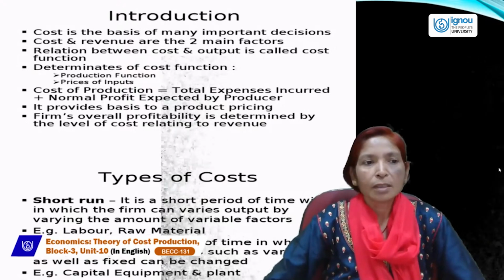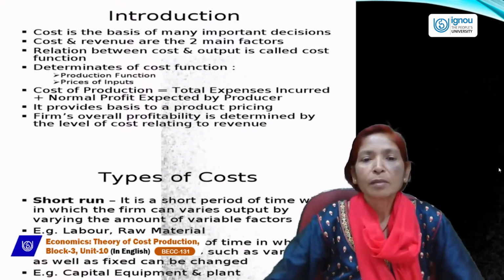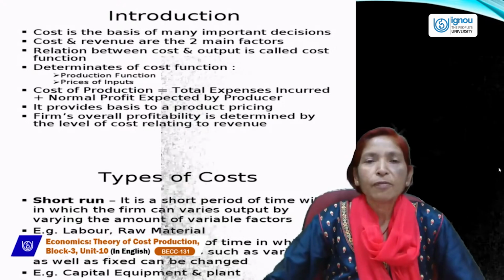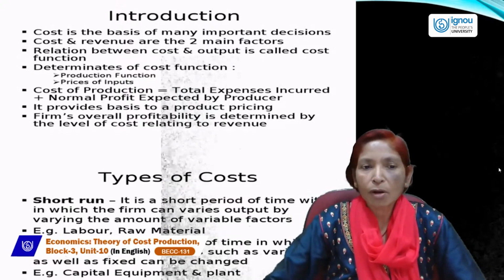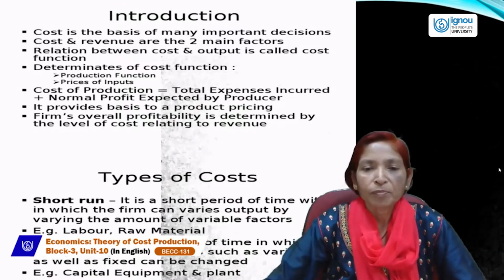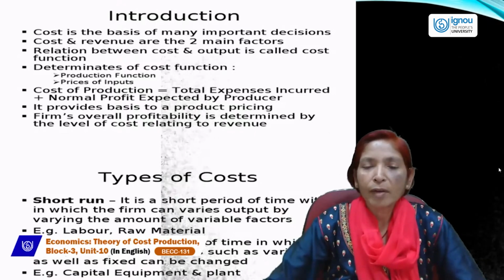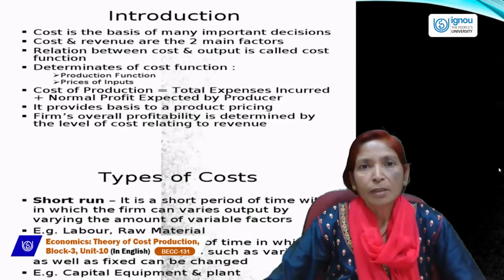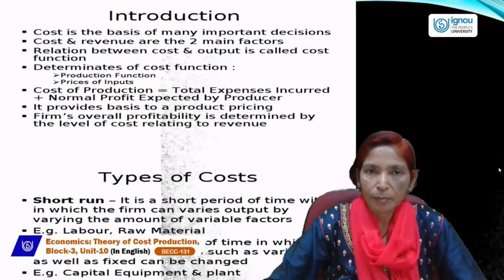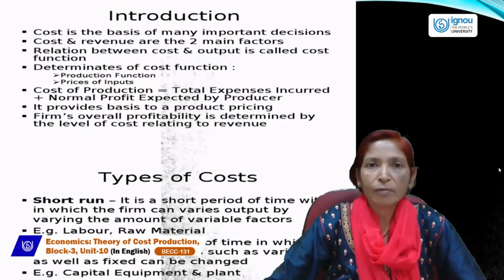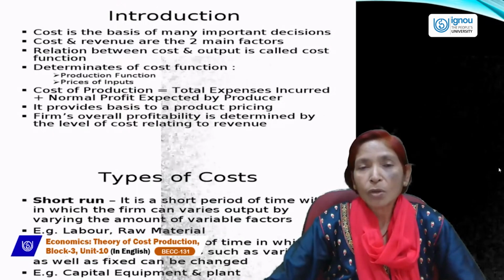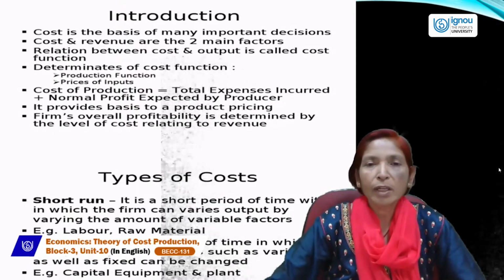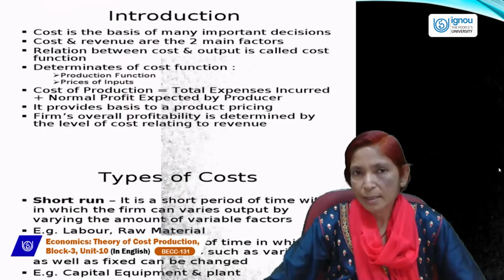So cost of production provides the basis of product pricing, and the firm's overall profitability is determined by the level of cost relative to revenue. Revenue is a different concept. Revenue occurs after using cost of production. When we include all the factors of production for the production of goods and services, and when we sell this output in a market, then the revenue concept will exist.